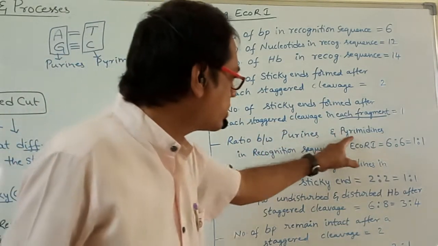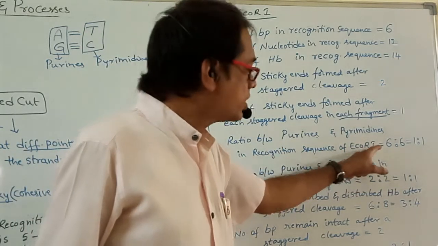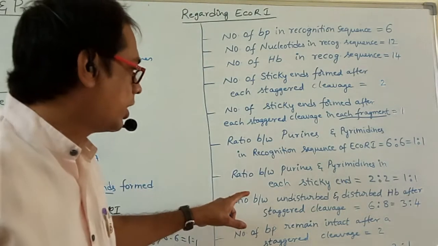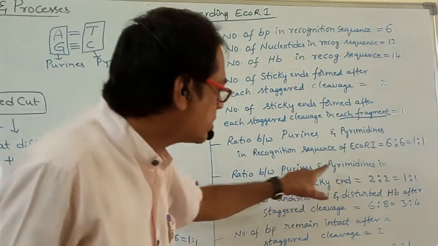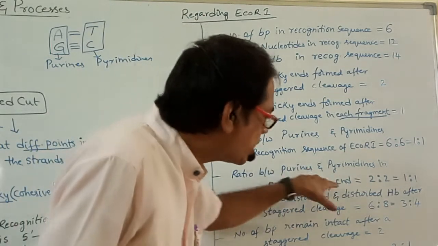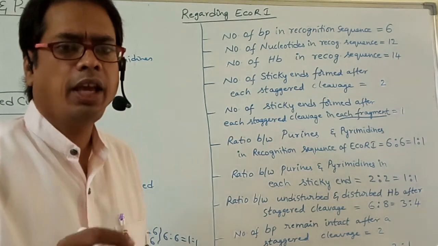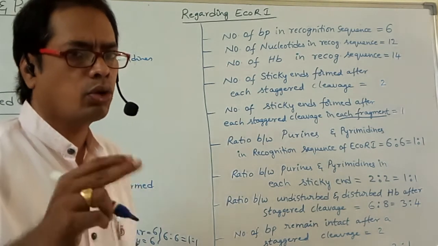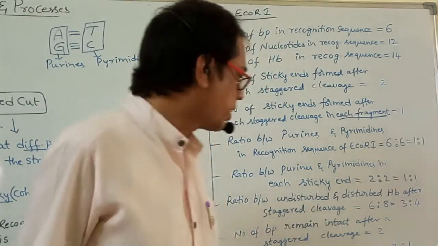Ratio between purines and pyrimidines in the recognition sequence of EcoRI means 6 is to 6, that is equal to 1 is to 1. Next one. Ratio between purines and pyrimidines in each sticky end. In each sticky end means AATT. How many A's are there? 2. How many T's are there? 2. 2 is to 2, that is equal to 1 is to 1.